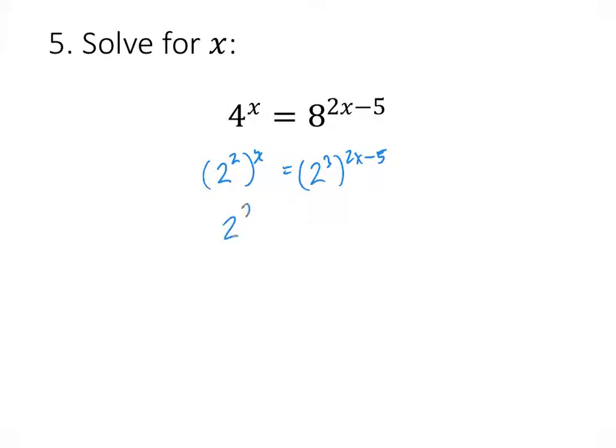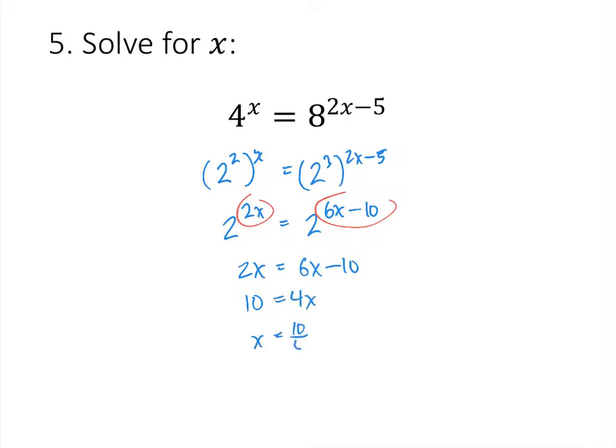So multiplying our exponents, we get 2 to the 2x equals 2 to the 6x minus 10. That means that these two exponents have to be equal. So we set 2x equal to 6x minus 10. We'll subtract 2x from both sides, add 10 to both sides, we get 4x equals 10, x equals 10 divided by 4, which simplifies to 5/2.